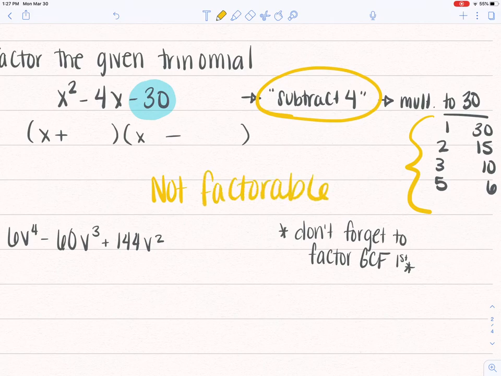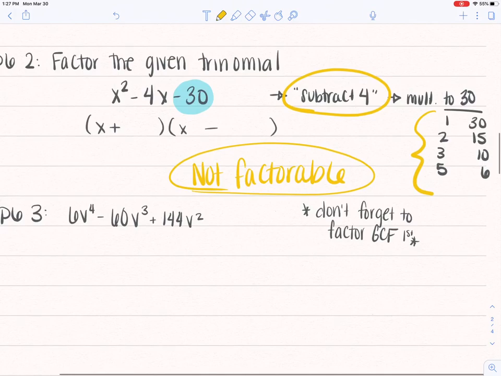This does not happen very often. I see students that will write not factorable for everything. Just because you can't factor it doesn't mean it is not factorable. So make sure you are very careful before you just click not factorable.